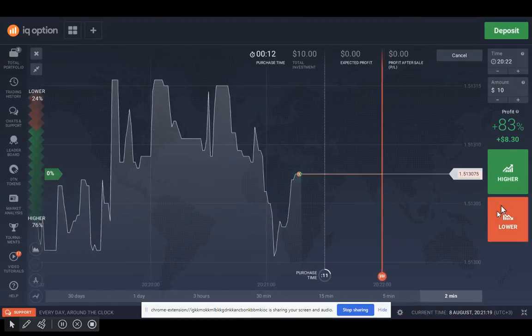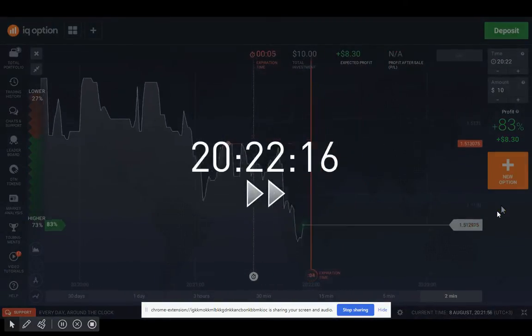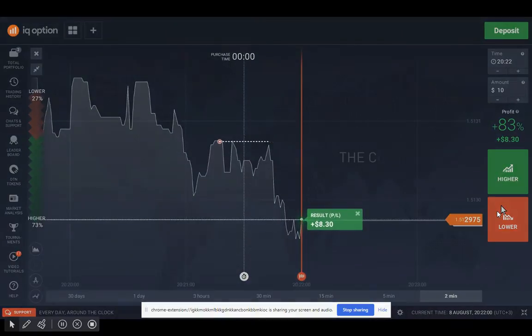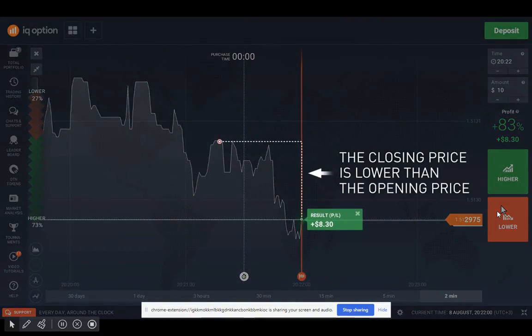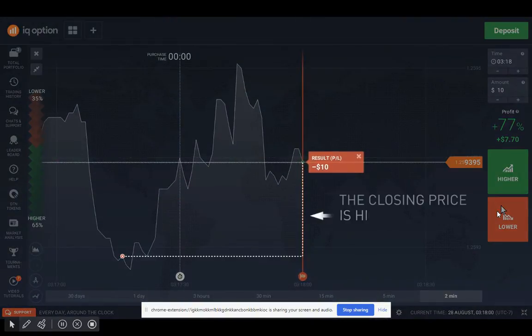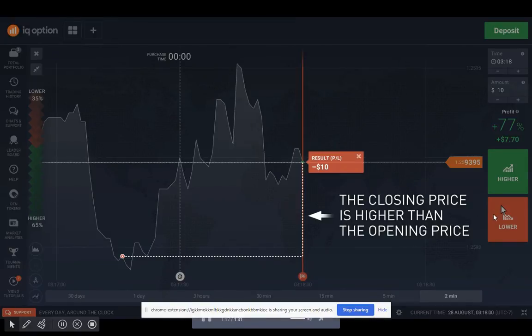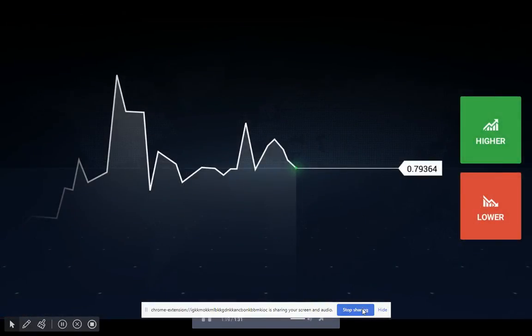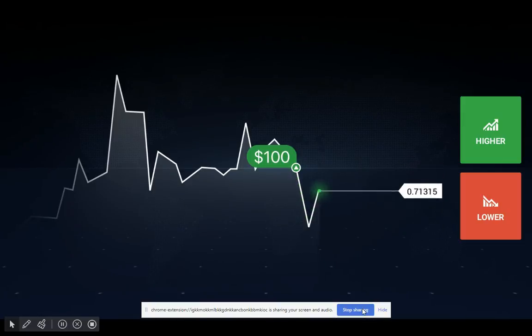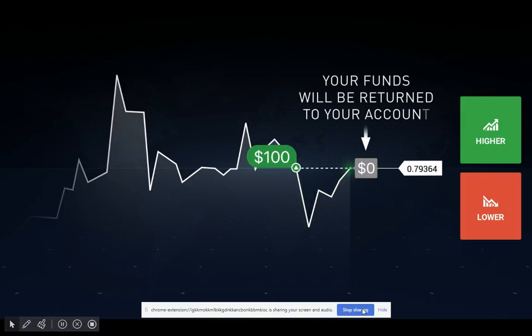After the transaction crosses the red line and expires, you will see your result, either a green window with the earned profit if the prediction was correct, or the red window with the amount of loss if the prediction turned out to be wrong. In binary options trading, it doesn't matter how significantly the price changes. If the closing price is equal to the opening price, your initial investment into a deal will be returned back to your account.